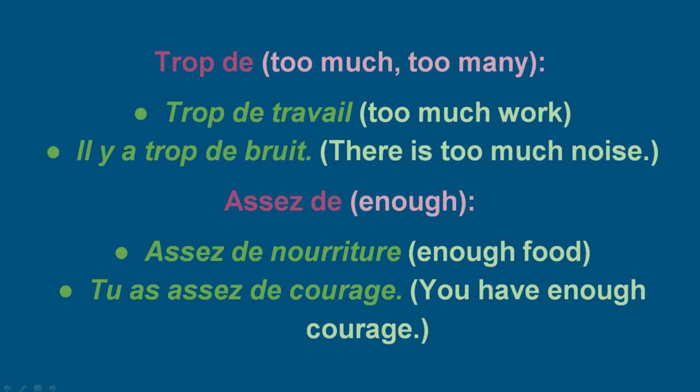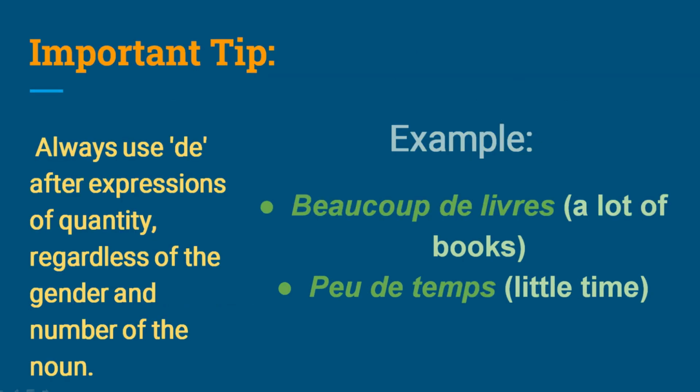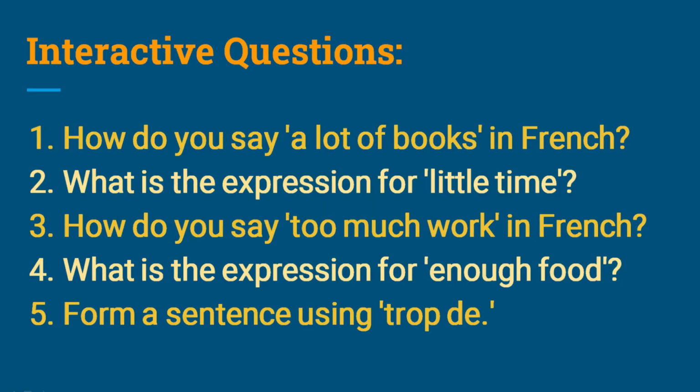Important tip: always use de after expressions of quantity, regardless of the gender and number of the noun. Example: Beaucoup de livres, a lot of books. Peu de temps, little time. Interactive questions. How do you say a lot of books in French?